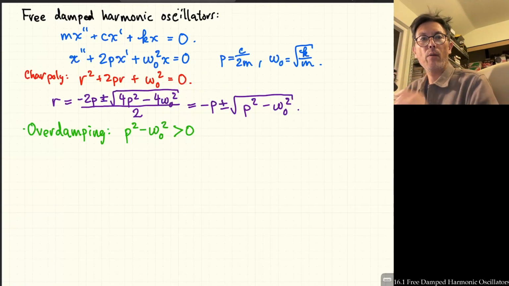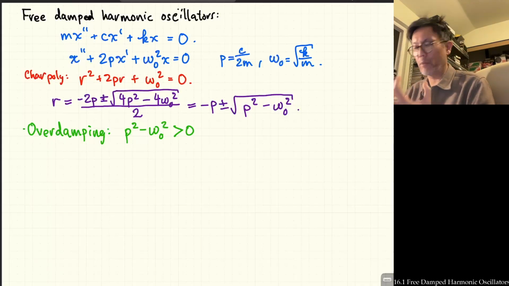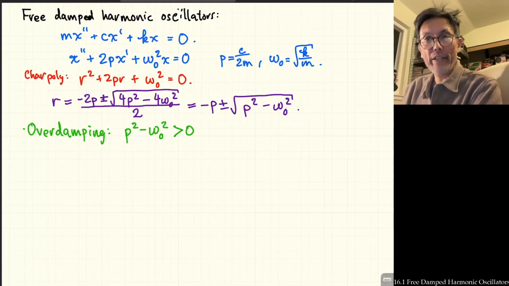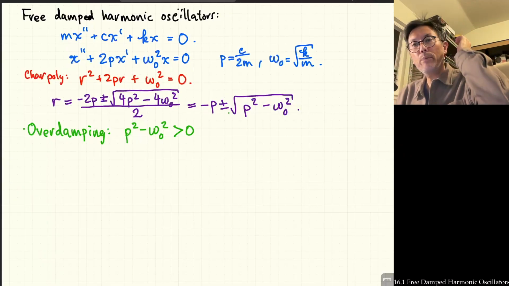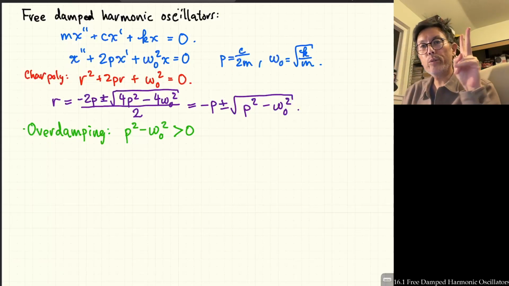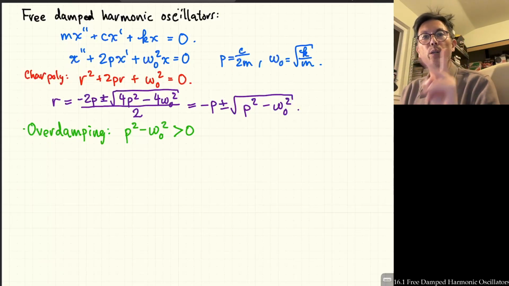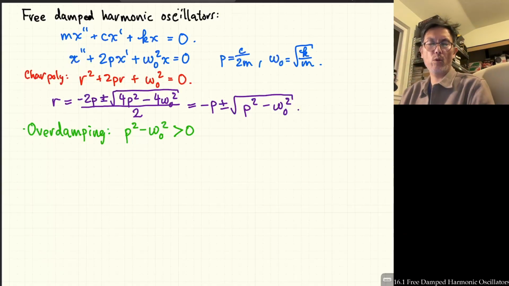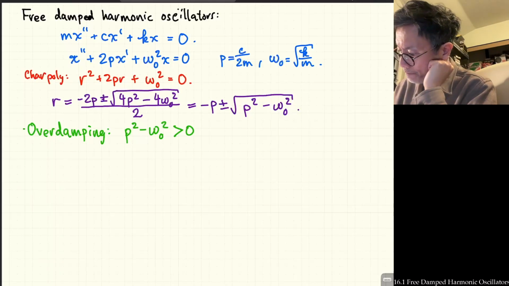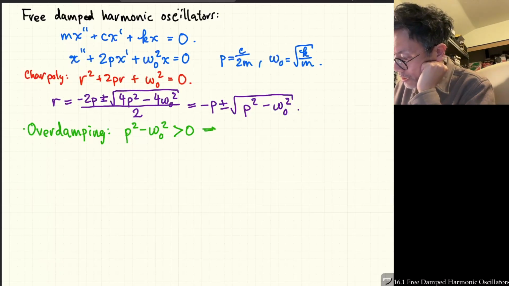Okay? Now, in this situation where p squared minus omega naught squared is some positive number, the square root of that positive number is some positive number, and we're going to have negative p plus or minus that number. In other words, we're going to get two distinct and real roots, negative p plus the square root of p squared minus omega naught squared, and negative p minus the square root of p squared minus omega naught squared. Okay? So in other words, here we get two distinct real roots.